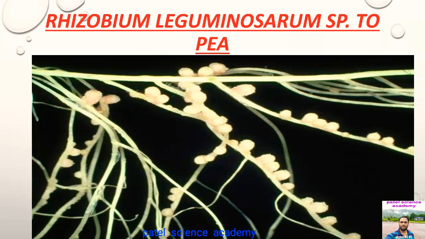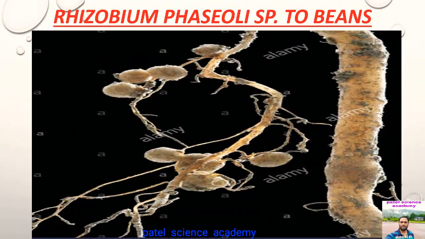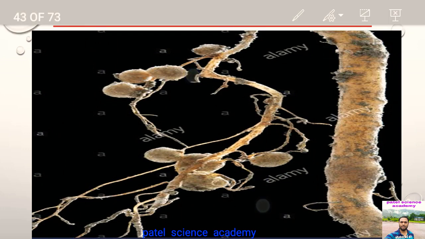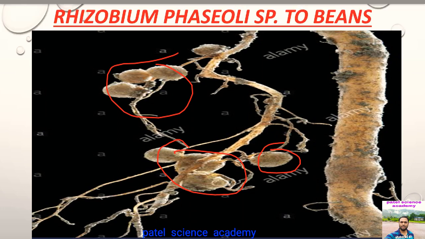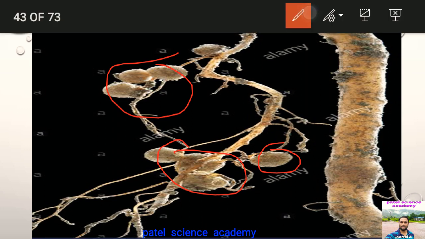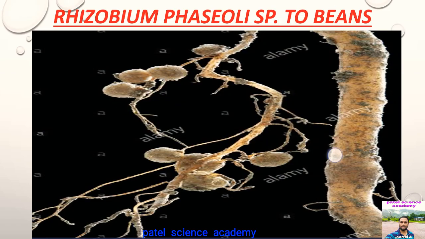So the name of the bacteria is Rhizobium leguminosarum species. Thereafter, the next one is Rhizobium phaseoli species in the bean plants. So you can see the bean plants are legumes, and in these legumes the bacteria always stick to the roots and provide nitrogen to the plant. So this is an example of the bacteria in the bean and garden pea plants.